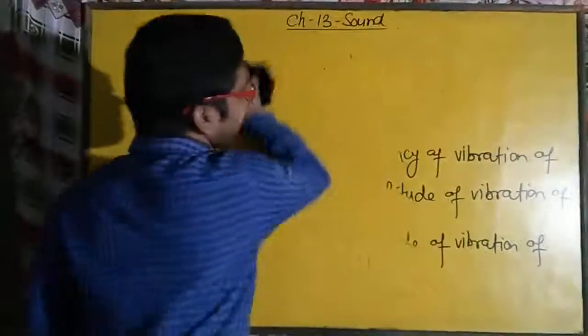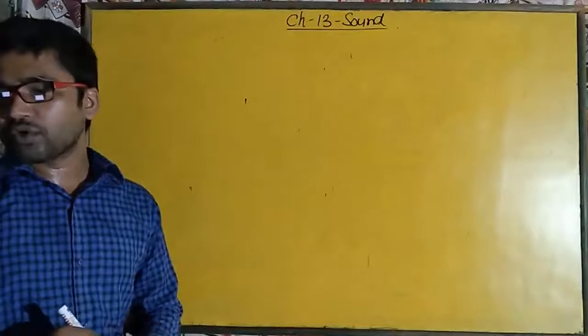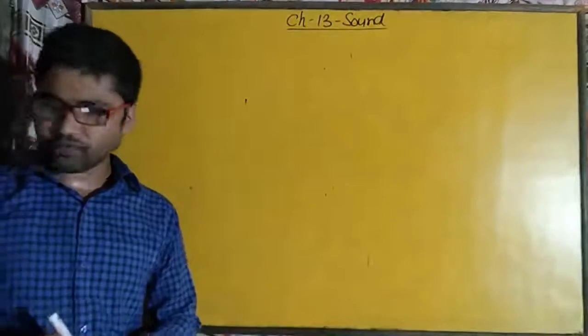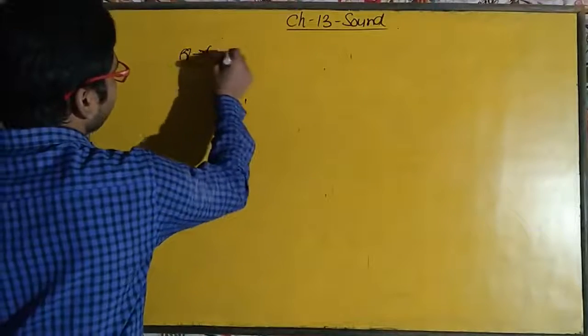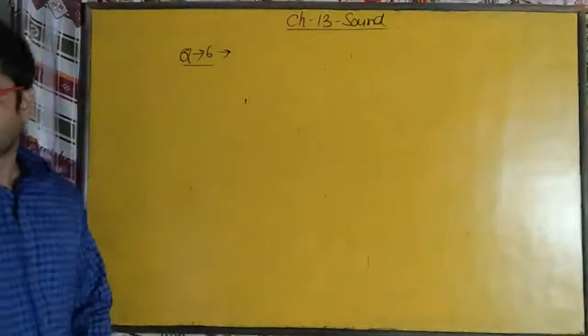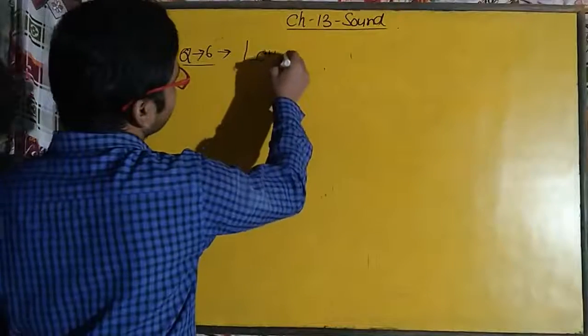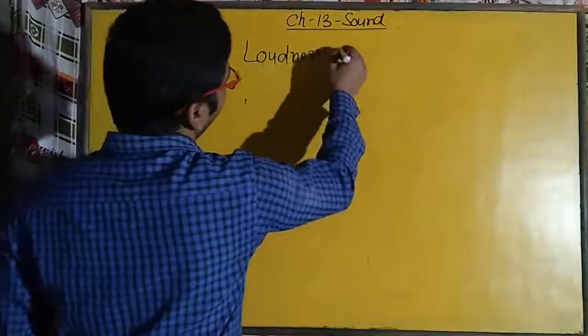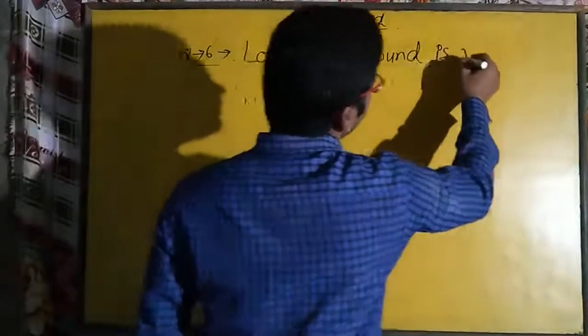Okay, so let's see what the sixth question is. The sixth question is, loudness of sound is measured in unit of. The question which is given in your book, question number 6, is: loudness of sound is measured. So I am writing the question: loudness of sound is measured.